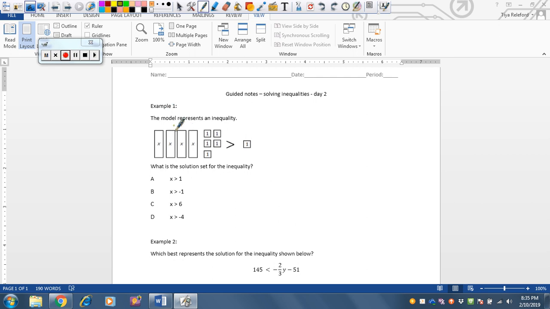So we have a picture, and I told you you don't have to use the pictures if you don't like them, but you do have to know how to read them. So in this picture, you have 1, 2, 3, 4 X's. And you have 1, 2, 3, 4, 5 ones. And I know my pen is shaky. Greater than 1.